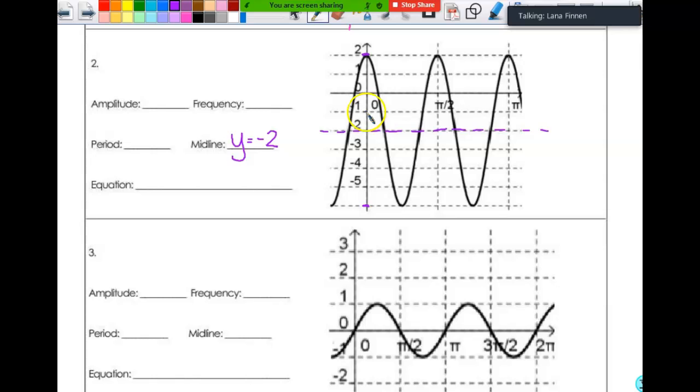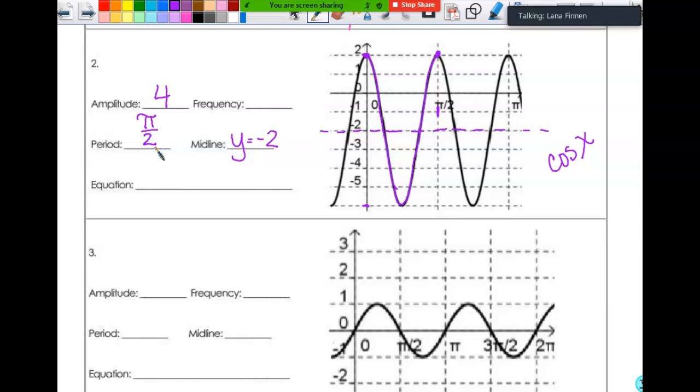My amplitude, 1, 2, 3, 4. I'm going to trace 1 cycle here, somewhere here, right? And is this sine or cosine? Cosine. So this is the cosine of x. And this 1 cycle here goes through pi halves units, so the period is pi halves.